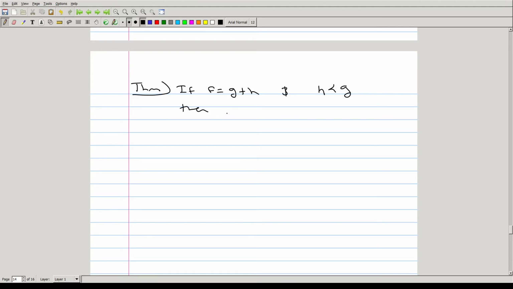the order of growth of f is equal to that of the order of growth of g, or the order of growth of g plus h is equal to that of the order of growth of g. So f is big theta of g, which this theorem basically allows us to, in some sense, ignore lower order terms in sums.